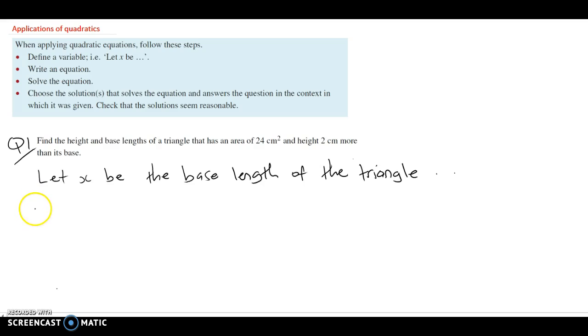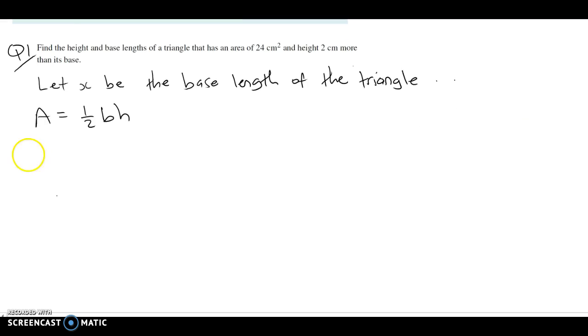Hopefully you can recall that the area of a triangle is equal to half the base times the height. Now we know the area of the triangle is 24. We've been given that in the question. We've defined the base to be x, so it's a half times x times our height. If we've been told in the question the height is 2 centimeters more than its base, then we know the height is going to be x plus 2.